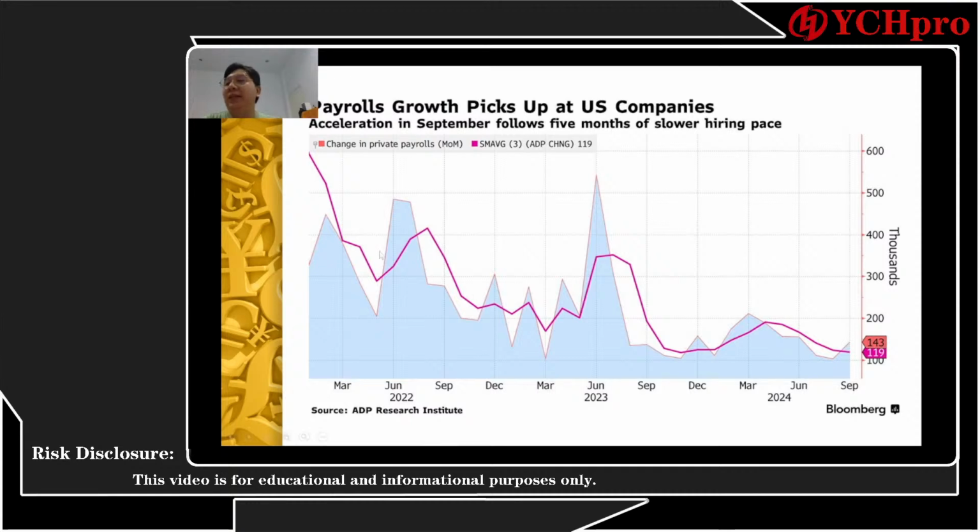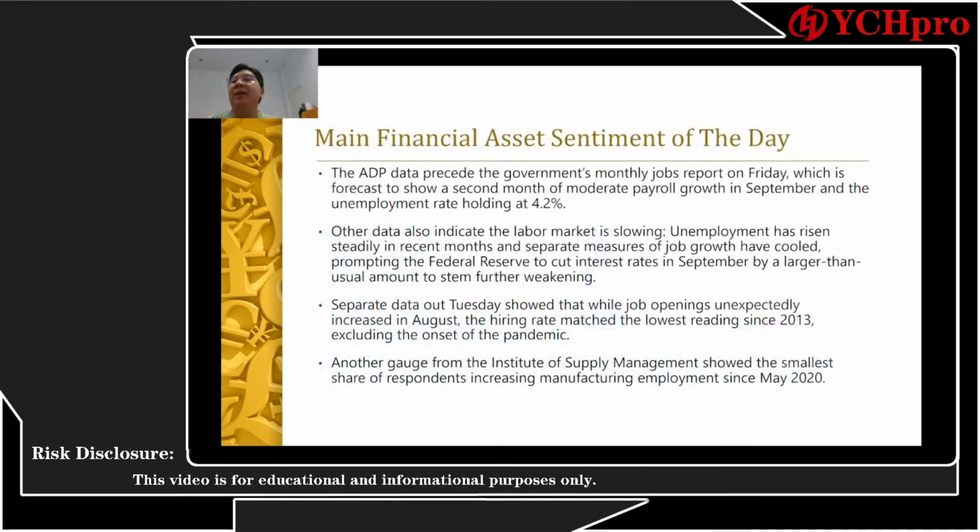As you guys could have seen from this site, payrolls has been going higher and moving averages has been going lower. So that's a very good sign for the US dollar. So that's why we are actually seeing that the US dollar has been kind of going well. Although the ADP data precede the government's monthly data, we are going to wait for the non-farm payrolls on Friday.